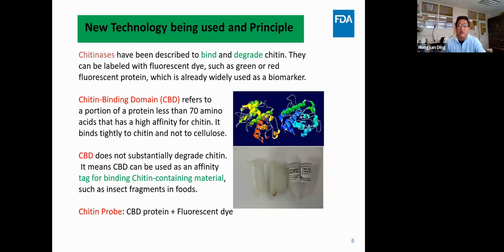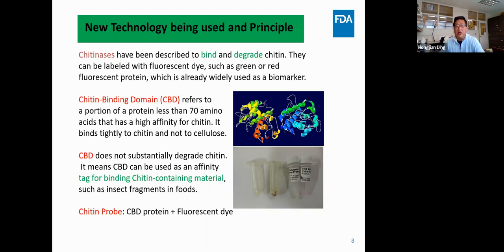So the first technology we use is a chitin probe. We go to the very basic chitinase, a kind of enzyme that binds and degrades chitin. It's in nature, it's in there, and there is a lot of research on chitinase enzymes for developing pesticides. It can be labeled with a fluorescent dye, such as green or red fluorescent protein, which is already widely used as a biomarker.